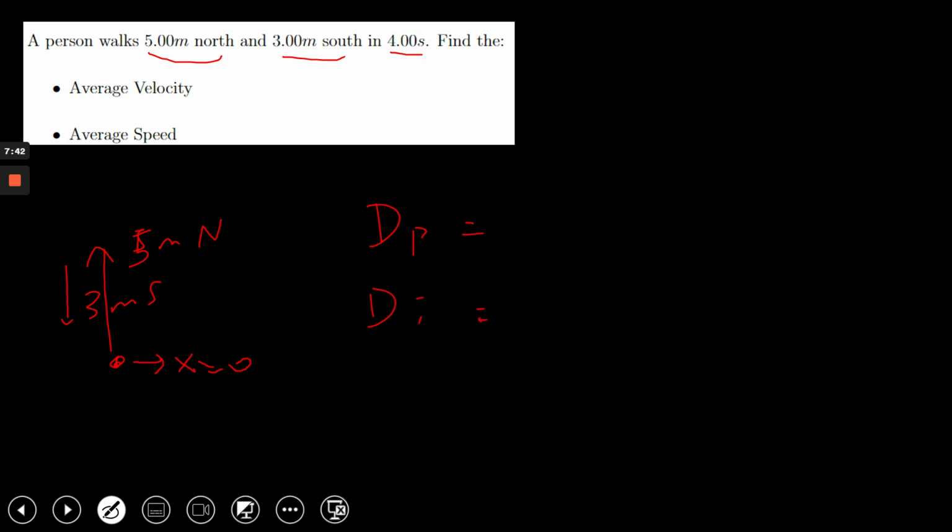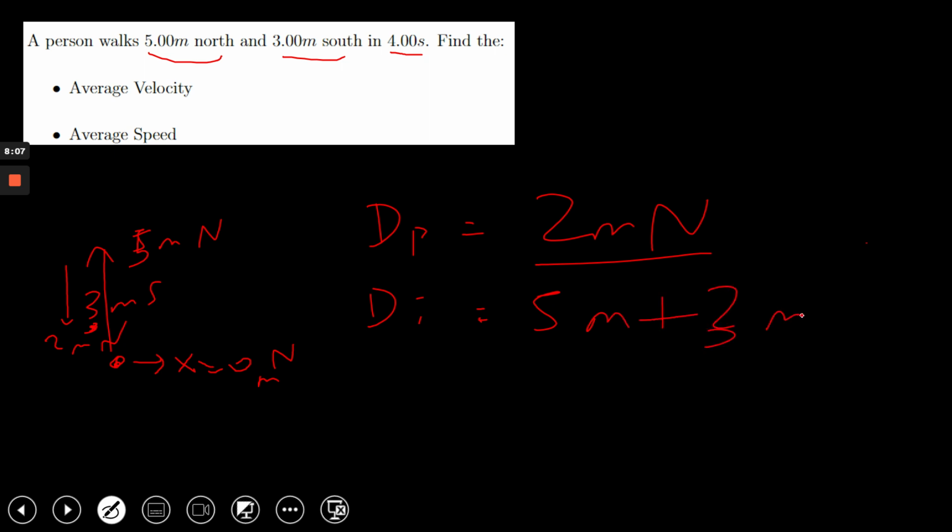So the displacement in this case only compares the starting and the ending points. So you went 5 minus 3, so you end up at 2 meters north, and you start at 0 meters north. So the displacement is just 2 minus 0, which is 2 meters to the north. And the distance in this case, however, is you went 5 meters initially, and then you went another 3 meters. This all happened in the north direction, so 8 meters north is the distance.